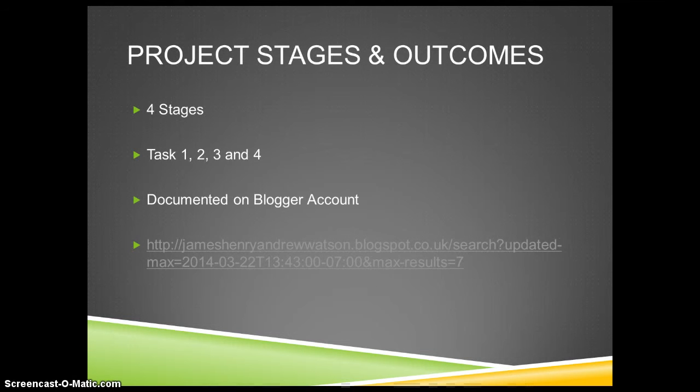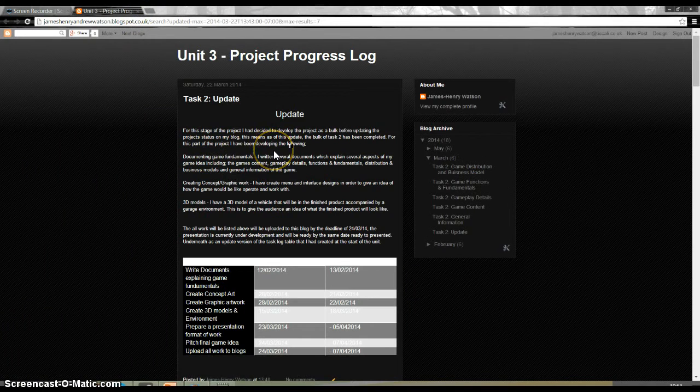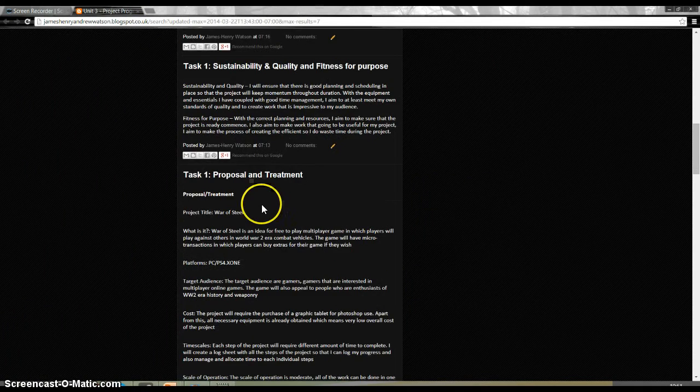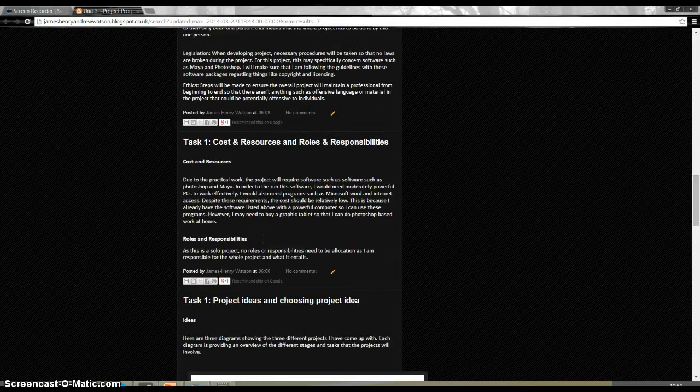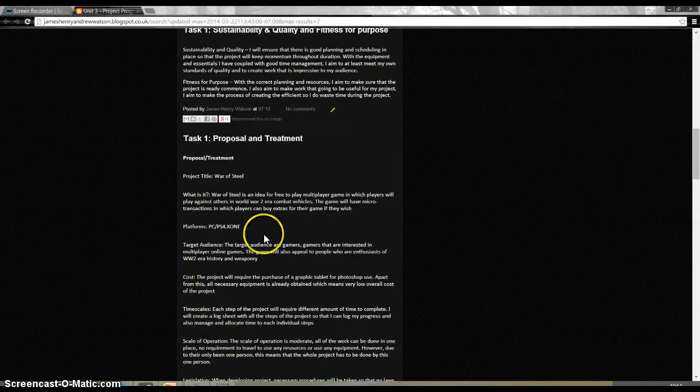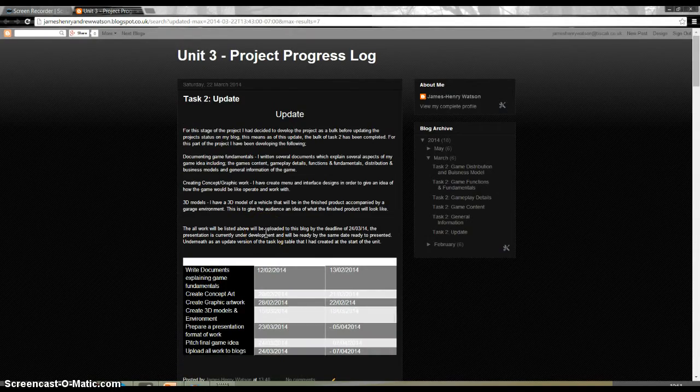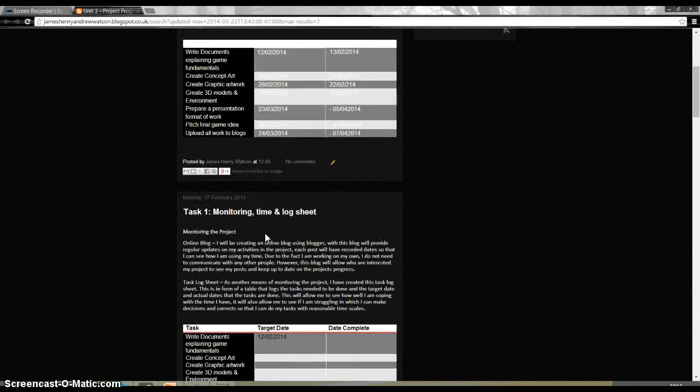The project had 4 stages, so this is split up into Tasks 1, 2, 3 and 4. I documented all these stages and the entire project on a Blogger account. So let's have a quick look at this Blogger account. On this Blogger account I've logged all the stages of the project.